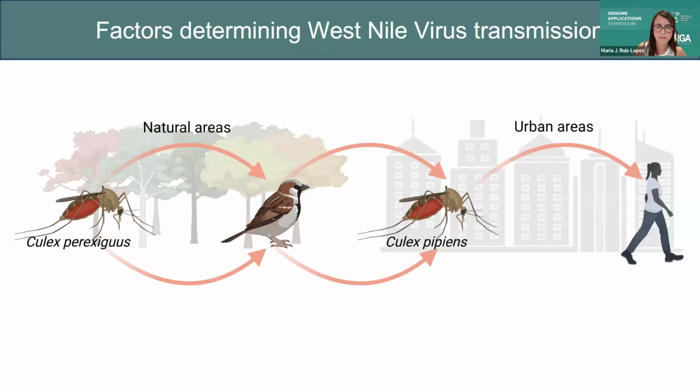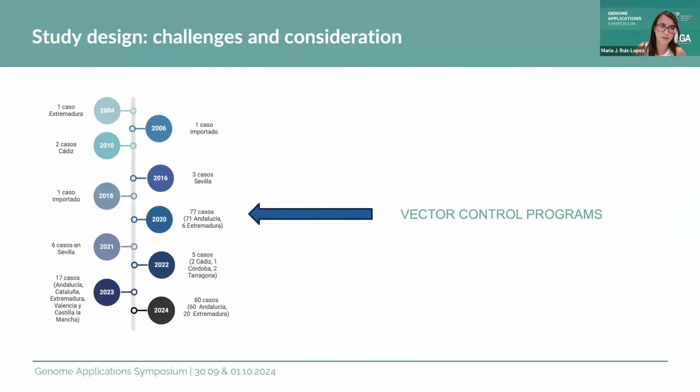We know that there are two main species in our area in South Spain that are transmitting West Nile virus, Culex perexiguus and Culex pipiens. We have known since the early 2000s that West Nile virus was a problem here in Spain, but the cases were really rare and spaced: we had cases in 2004, 2006, 2010. So there wasn't a systematic vector control program tackling mosquito abundance.